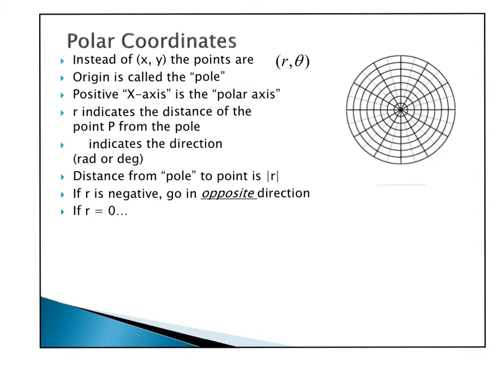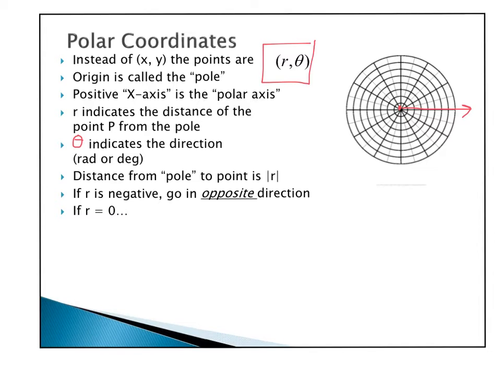When we talk about polar graphing, instead of using the typical x, y that we are used to, all points are in the format of r, theta. The origin of our graph is at the center, and we now call this the pole. The positive x-axis is the polar axis, that would be right here, and r indicates how far this point is from the pole. The theta indicates the direction of the point in either radians or degrees.